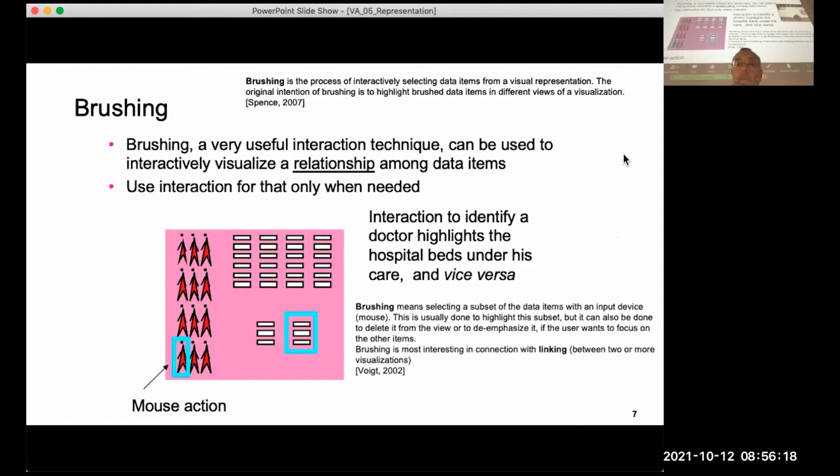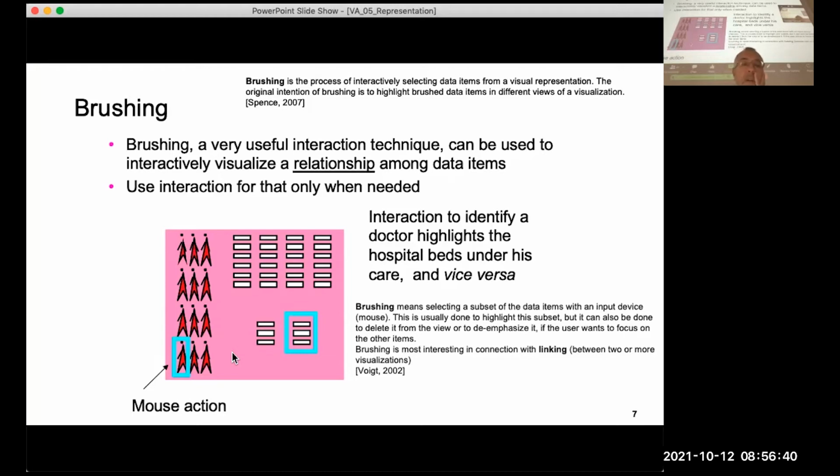Brushing. Let's start with this image. After that, I will discuss the brushing. This is very simple. It is representing a hospital. On the left, you have the doctors. And on the right, you have the beds of the people ill in the hospital.